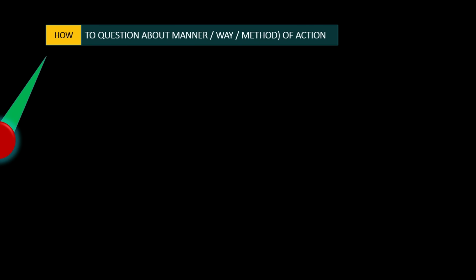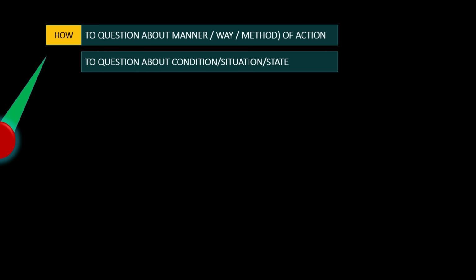And we also use how to ask questions about manner, how something happens, way, and method. A method of action, a way of action, or a manner of action. Okay, now that we have understood what words can be used to make WH questions, let's look at each of them in detail.